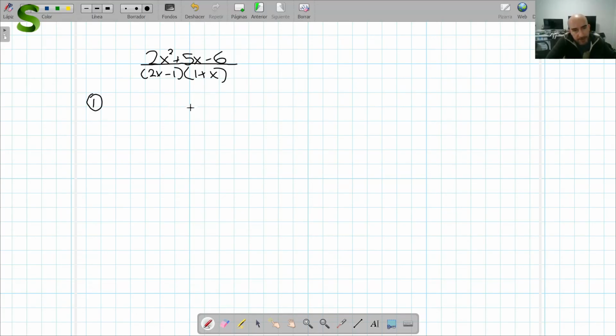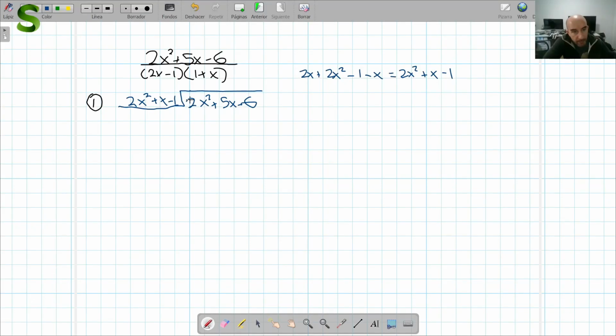So what we need to do is divide one into another. For that, we need to expand the denominator. So the denominator is going to be 2x plus 2x squared minus 1 minus x. So that's 2x squared plus x minus 1. So we need to divide one into the other. So when we divide this, we have a 1 here. So that's 2x squared plus x minus 1.